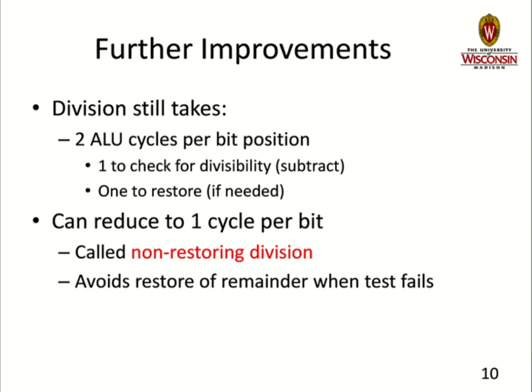Like I was saying, the division will take 2 cycles because we have to do these 2 conditional steps: subtract, and depending on the value of the result of the subtraction, we either restore or don't if needed. We can reduce this down to 1 cycle per bit by employing an algorithm called non-restoring division. And in non-restoring division, we actually will avoid the whole restore process, as you might have guessed from the name, when the test fails.